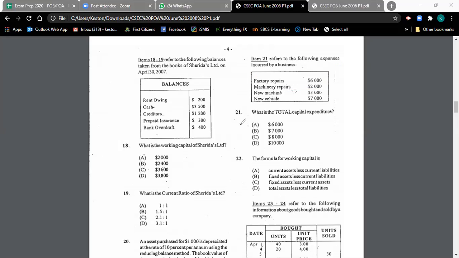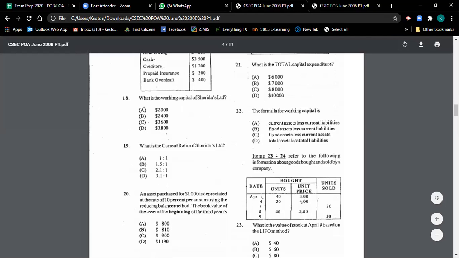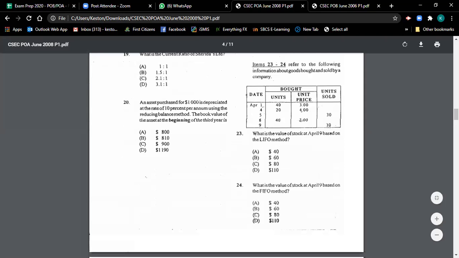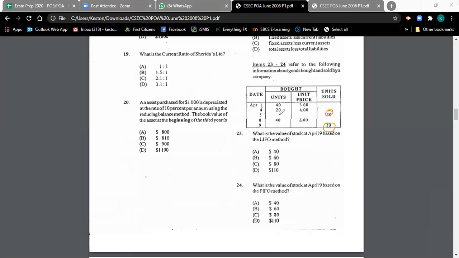22. The formula for working capital. Small formula for working capital. Very good, Alex. Well done. Current assets minus current liabilities. Excellent job. 23 to 24. We have units, unit price, units sold. April 9th, based on the LIFO method, last in, first out. Last in, first out. You're selling 60 of them. Correct answer is D, 110.